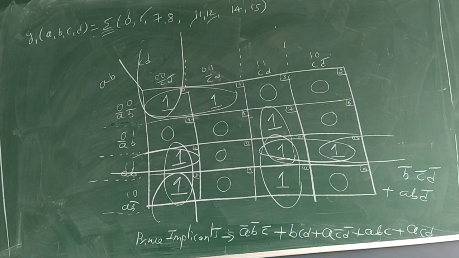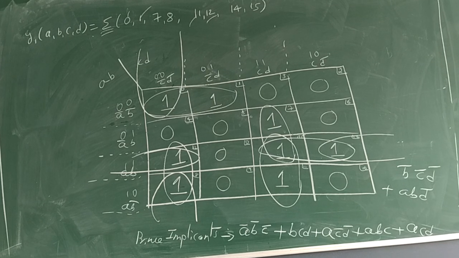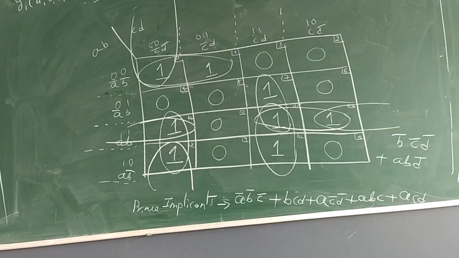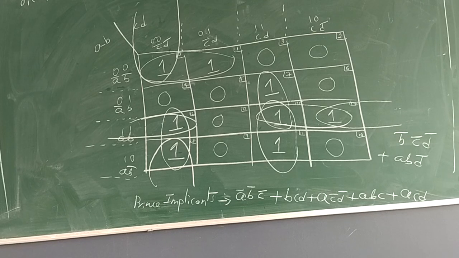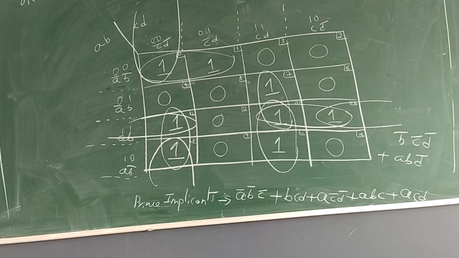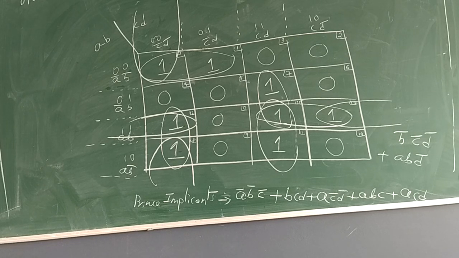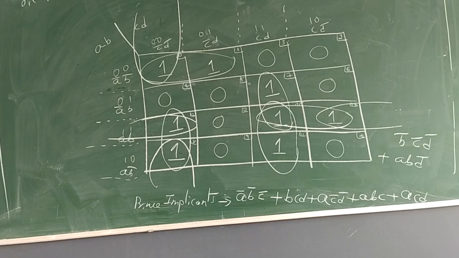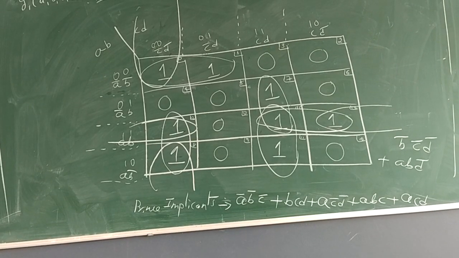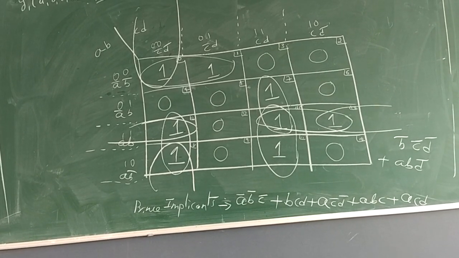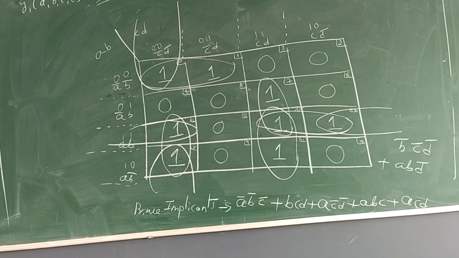Okay. So now the solution for the given problem is the prime implicants A complement, B complement, C complement plus B, C, D plus A, C complement, D complement plus A, B, C plus A, C, D plus B complement, C complement, D complement plus A, B, D complement. That finishes the solution for the first 4 variable K-map problem. Okay, so the first problem itself is a little lengthier.